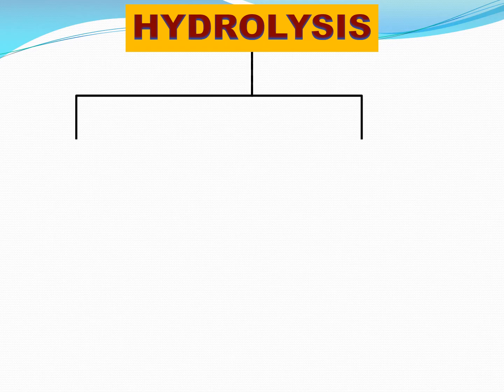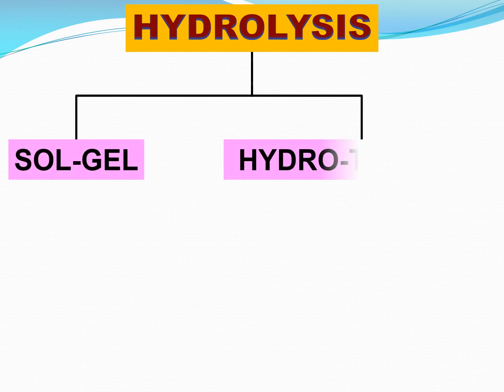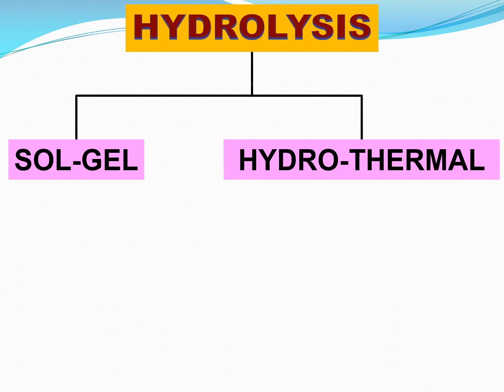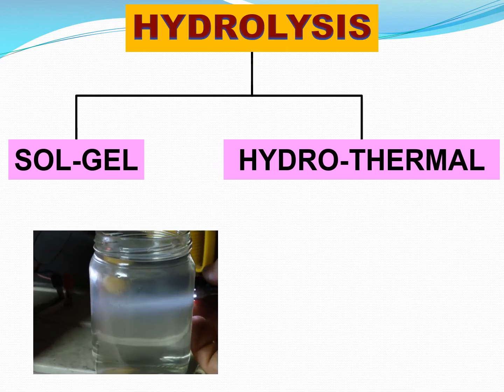Next is hydrolysis. Again, there are two types of hydrolysis: one is called the sol-gel method and the other is called the hydrothermal method. Sol-gel and hydrothermal are both similar. What is happening is you are first preparing a colloidal solution of a substance, called a sol.